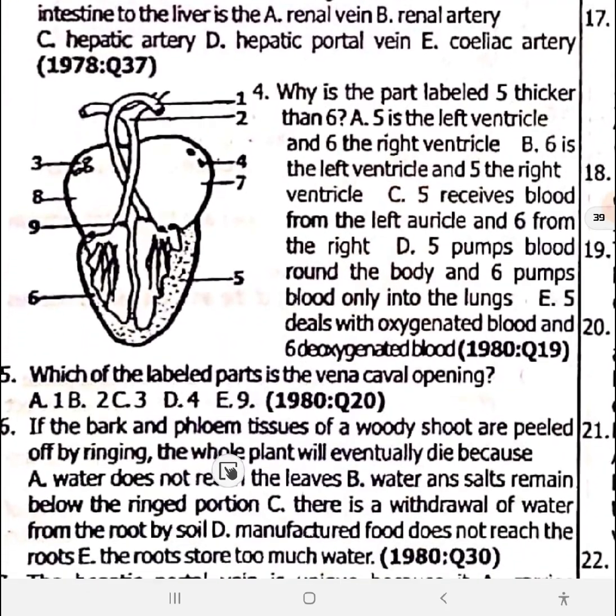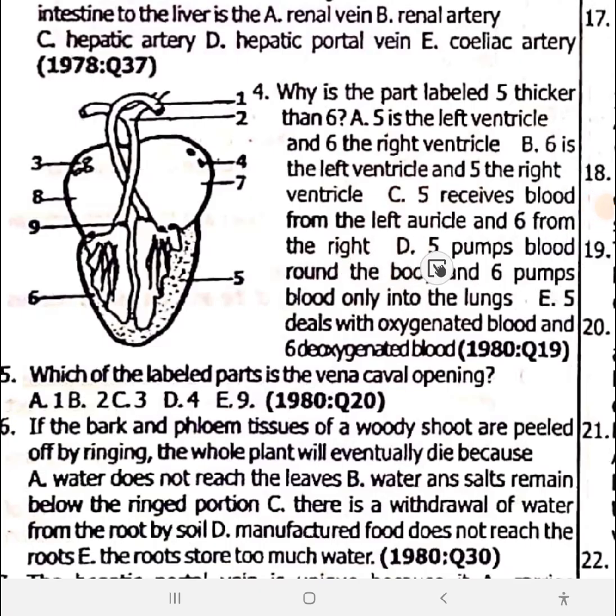Number 4, we're having a diagram here. Why is the part labeled 5 thicker than 6? This part, why is it thicker than 6? Okay, let's see. The 5 receives blood from the left auricle.